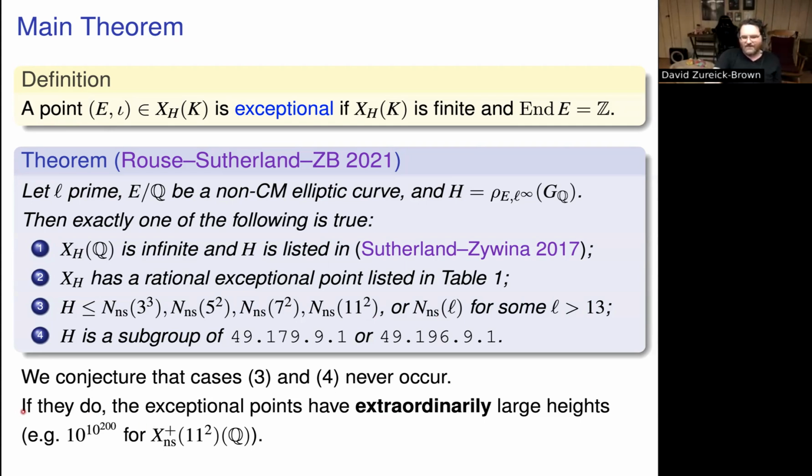If there are any Heights people in the crowd, and I see a few, for this X non-split 11 squared has large genus, we can actually show, and I might have time to describe this, that if there is an exceptional point, the point has height 10 to the 10 to the 200. So you might think, I mean, that is very large.